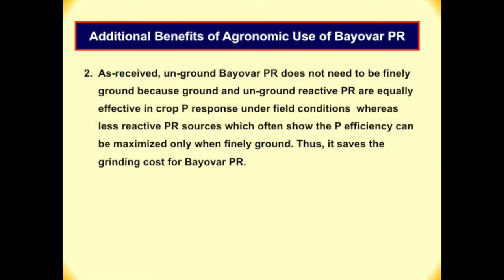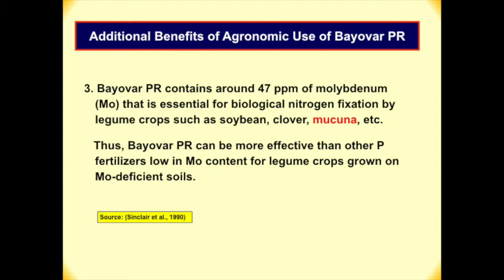We now have people from Vale here. I told the Vale people, if you sell the Bayovar rock for direct application, the price should be lower than for acidulation. And so Union Harvest can bargain with Vale, saying you should sell cheaper, right? So farmers can get a cheaper product. The second one is that the ungrounded Bayovar phosphate rock can be used without final grinding, so it saves the grinding cost for Bayovar rock.